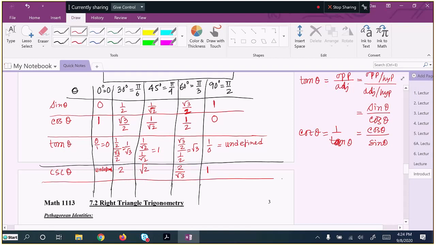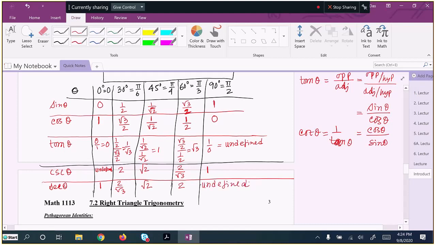Secant is the reciprocal of cosine. So now look at cosine and take the reciprocal. So 1 over 1 is 1. Square root of 3 over 2 is 2 over square root of 3. 1 over square root of 2's reciprocal is square root of 2. 1/2's reciprocal is 2. 0's reciprocal is going to be 1 over 0. So that will be undefined.